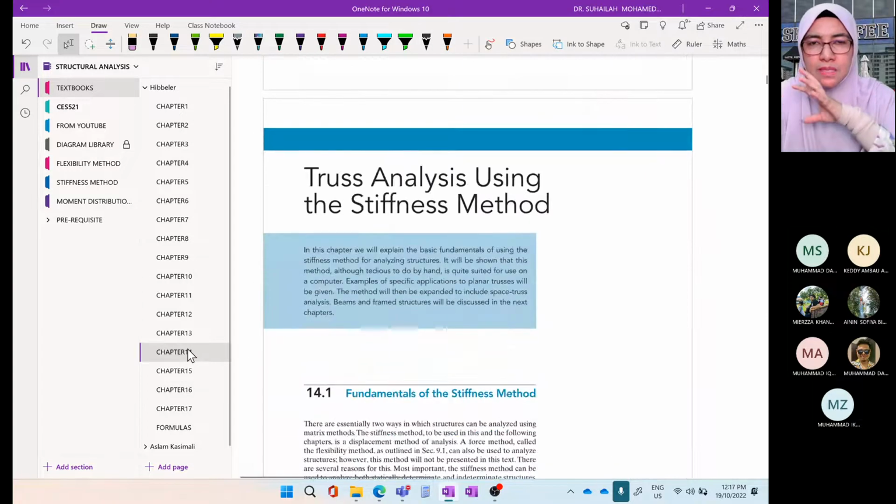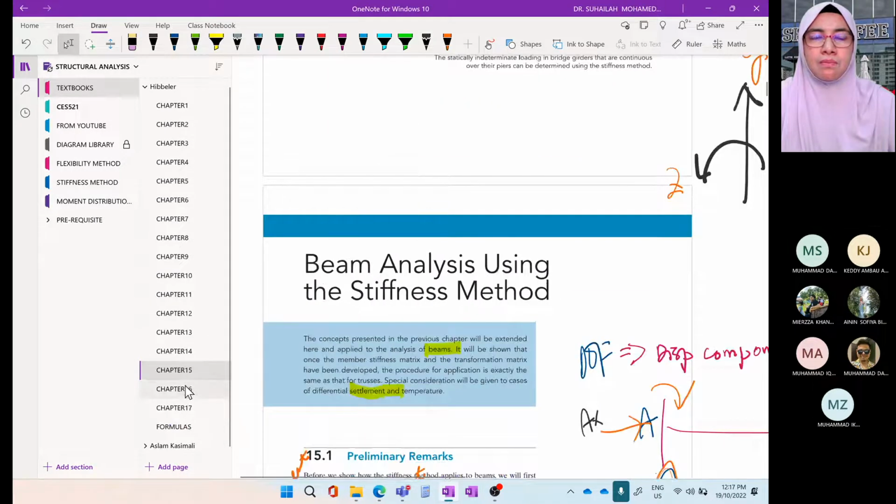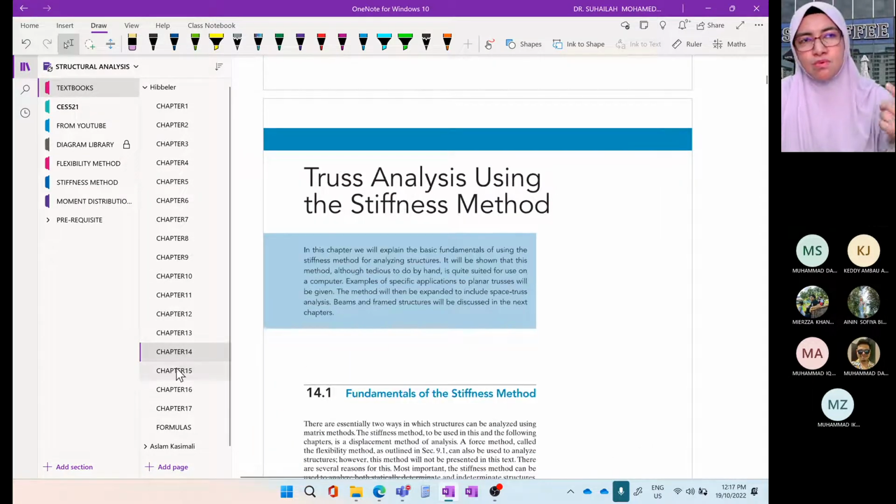Dalam chapter 2 stiffness method ni kan is actually the theory behind all structural engineering software. So it is actually very important. That is why kat sini dia pecah jadi tiga. Dari tiga main structure. Tapi dalam kita punya chapter, kita combine je as one chapter. Sebab apa combine? Sebab prosedur dia sama untuk each type of structure, tapi dia ada different formula lah.